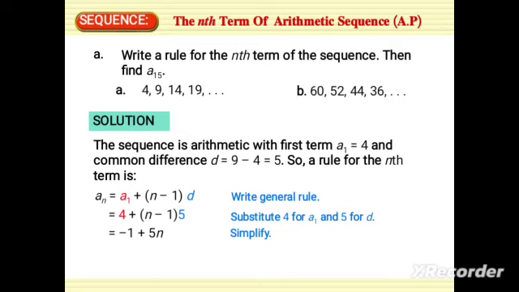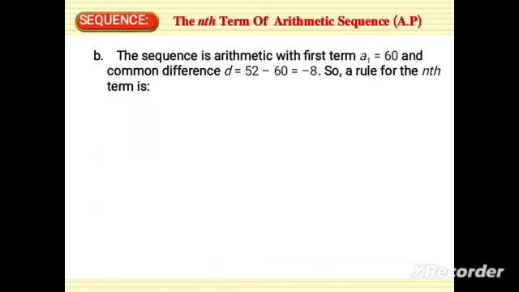And we are looking for the 15th term, so that means n is going to be 15. So we just do the substitution to find the 15th term to be 74. So in that case, in part A, the nth term is found to be negative 1 plus 5n, and then the 15th term is 74.